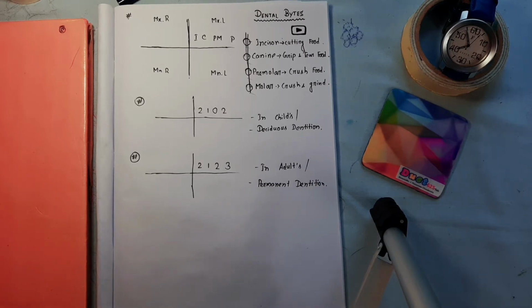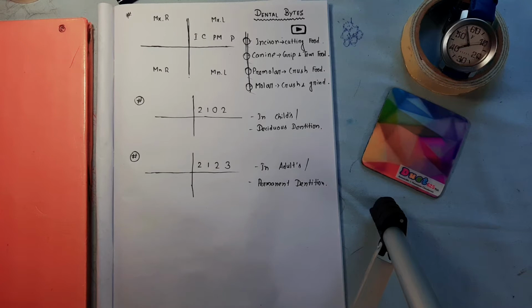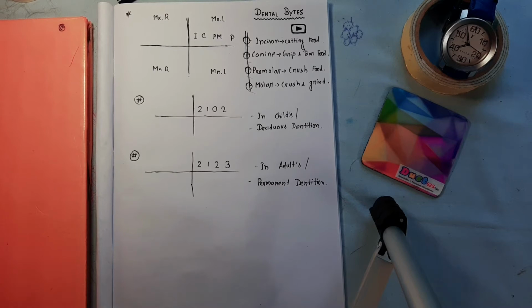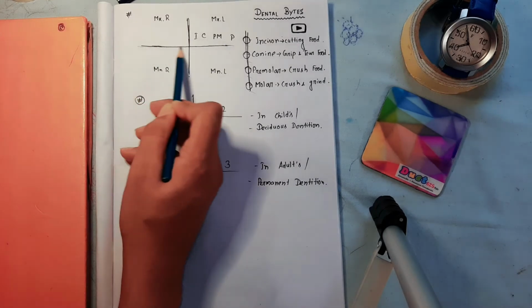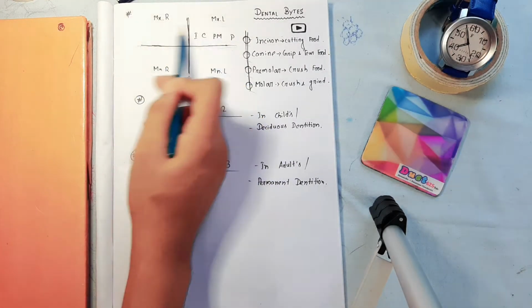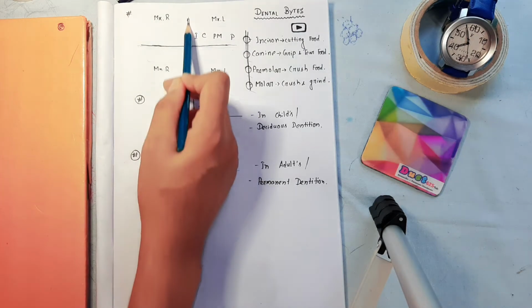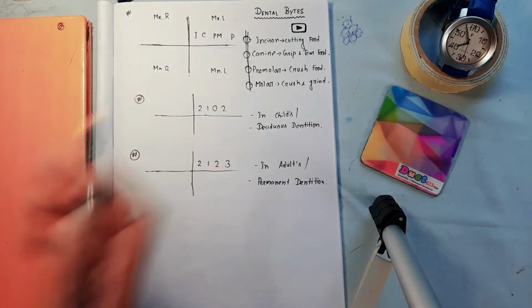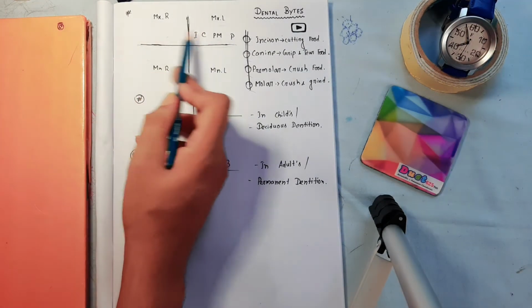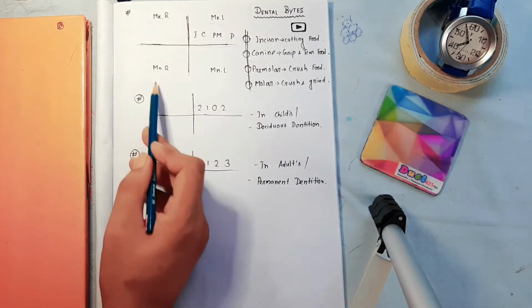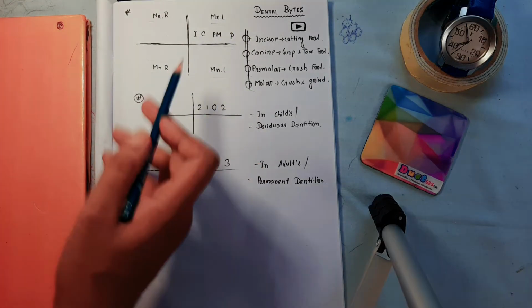So these are the four types of tooth in our oral cavity, and there are two alveolar bones in which the teeth are present. The upper jaw is called the maxilla and the lower jaw is called the mandible. A horizontal line divides the upper jaw from the lower jaw, and a vertical line divides each jaw into two halves: maxillary right, maxillary left, mandibular right and mandibular left, according to the patient's position.